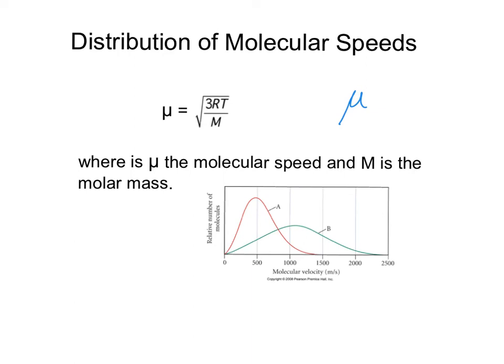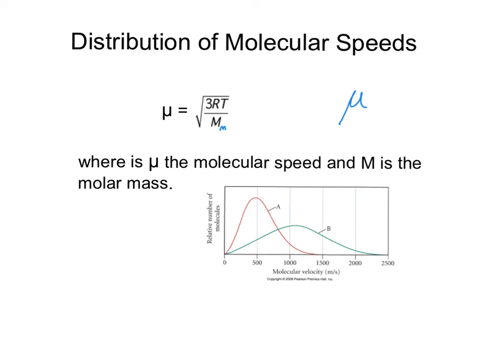And this is just an equation from kinetic molecular theory: it's equal to the square root of 3 times R times the absolute temperature, divided by the molar mass, so MM, molar mass. And the important part of this is that the speed of the molecules is inversely proportional to the square root of the molar mass.